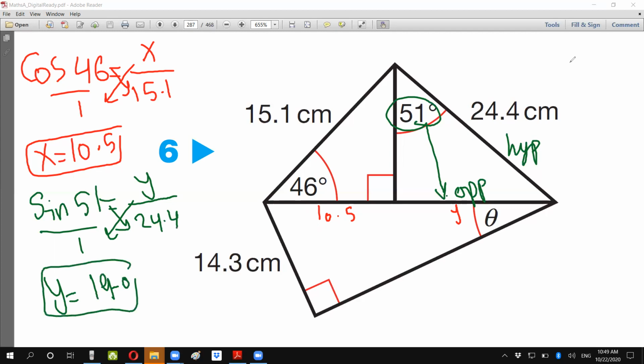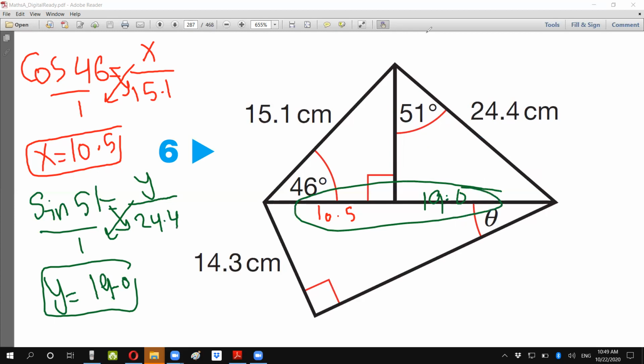Let us erase this. 10.5 plus 19.0, the total is what? 29.5. This is the total. Now we go down.